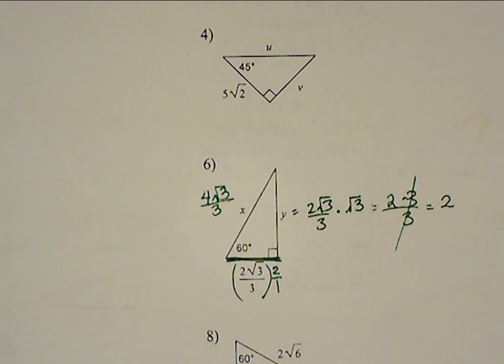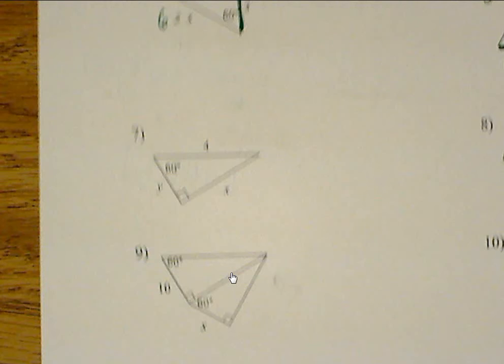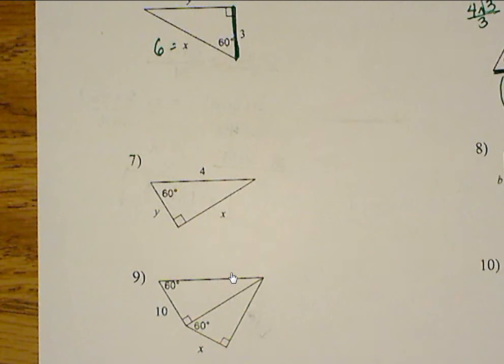Okay. All right. What about number 7? They gave me the hypotenuse. So how do I go back to my home base? Divide. Oh, that's easy.